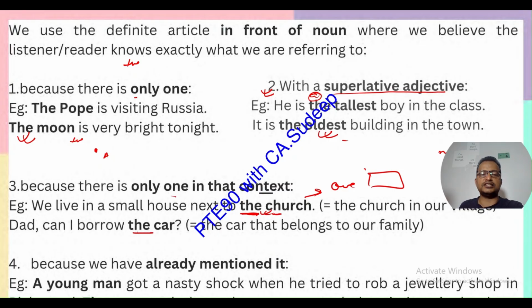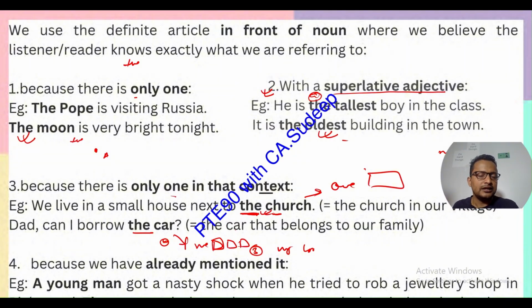Dad, can I borrow the car? If my son comes and says, Dad, can I borrow the car? Then I would assume that he is referring to our family car. For example, we have 4 cars in our garage. One car belongs to me, and then 3 cars belong to, let's say, my friend or my brother. Then if my son comes and asks, Dad, can I borrow the car? Then I would assume that my son is asking to ride my car, our family car, not someone else's car.